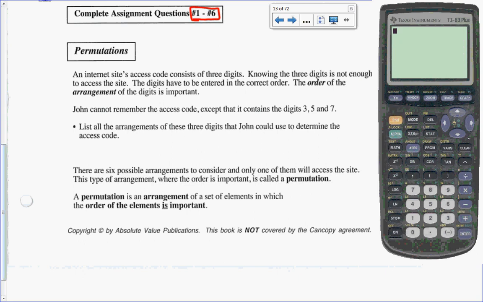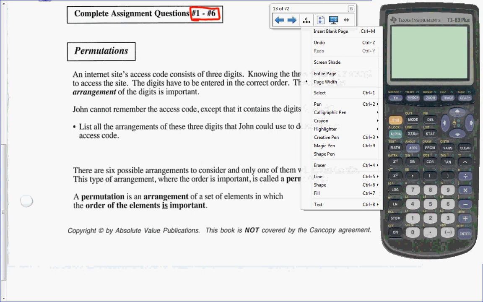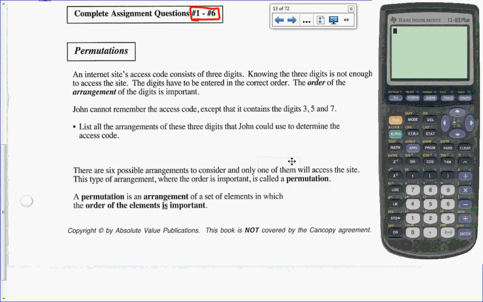Okay, so remember yesterday when we were learning about the fundamental counting principle, I said that permutations is another way that you can figure out the number of different arrangements of objects when order does matter. So you're going to need a highlighter. We're going to highlight some important information in this.